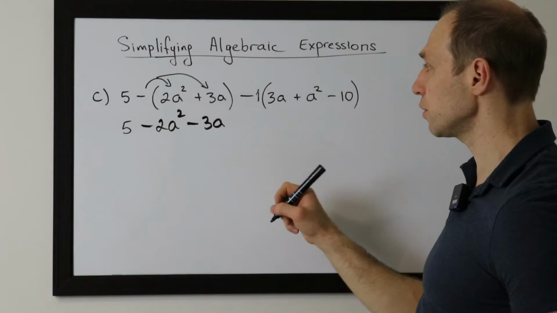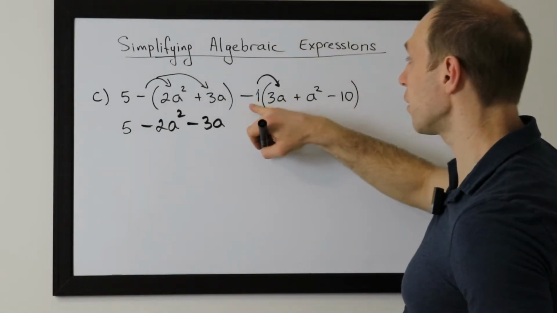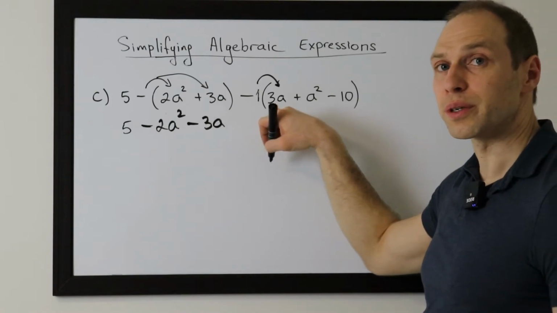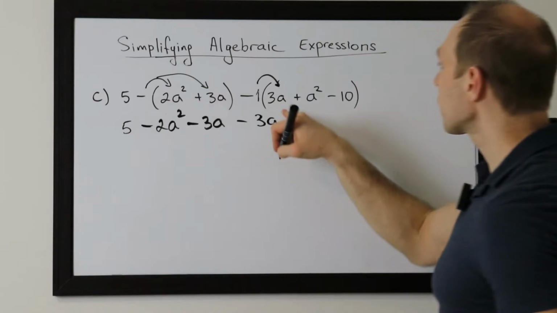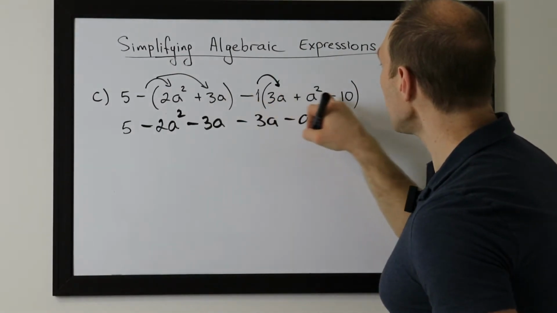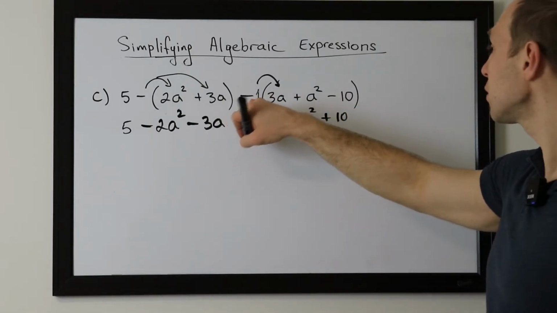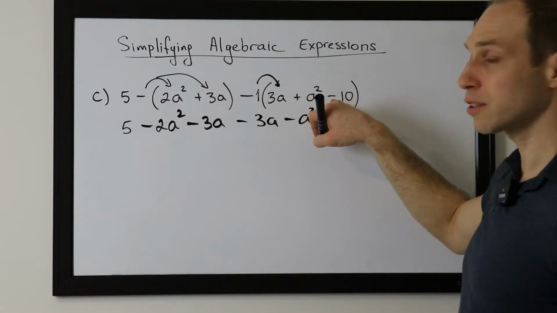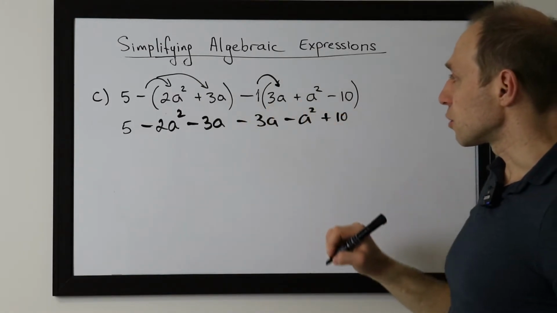Moving on to the next question. With the -1, we can clearly see that we're multiplying -1 by positive 3a. We're going to get negative 3a, negative a squared, and a positive 10. It's positive because, again, whenever you're multiplying signs that are the same, you will get a positive answer.